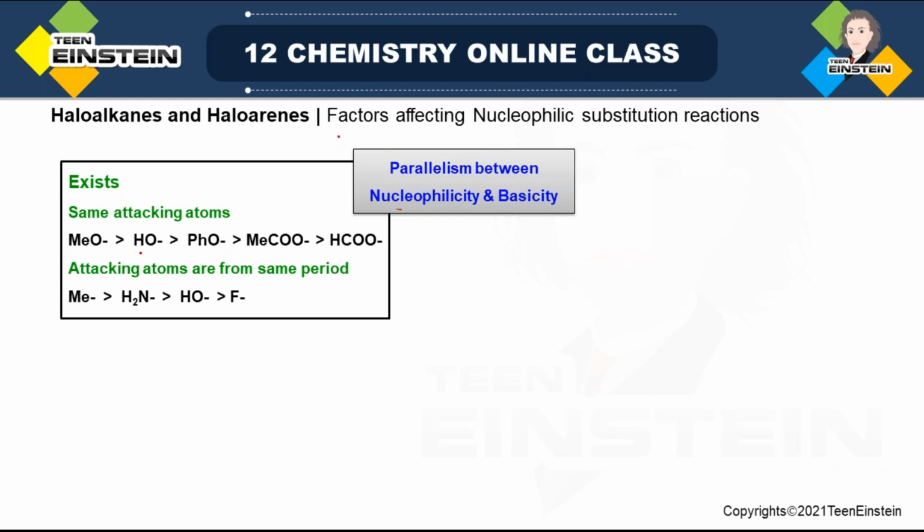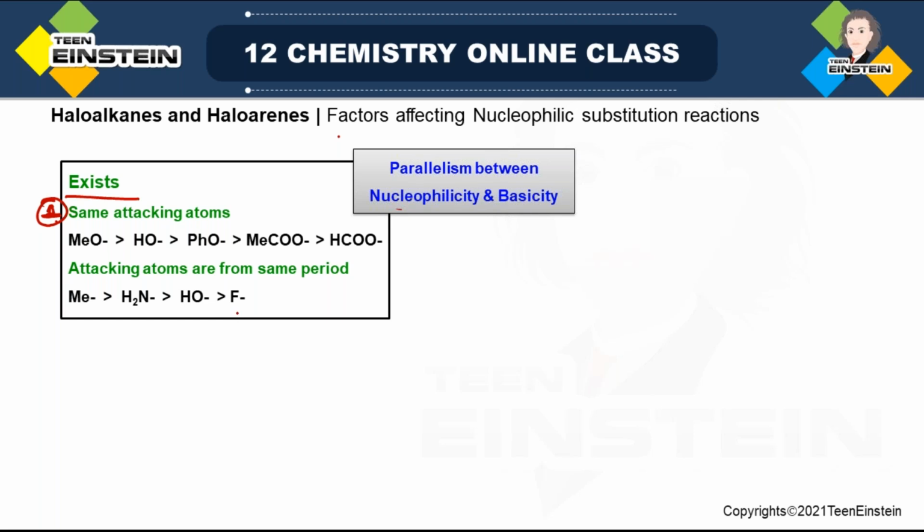So first we will see when it exists, because most of the time you will see that it is existing. Now under this, when we are saying that parallelism is existing, then two different possibilities we will see. Same attacking atoms. So these nucleophiles, as you can see, methoxy, HO minus, PhO minus, all are having the same atom, that is oxygen atom, which is basically the attacking atom. Now when it is the same attacking atom, under this condition, this is a very good example.